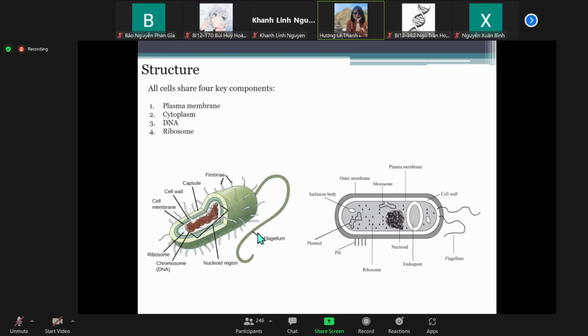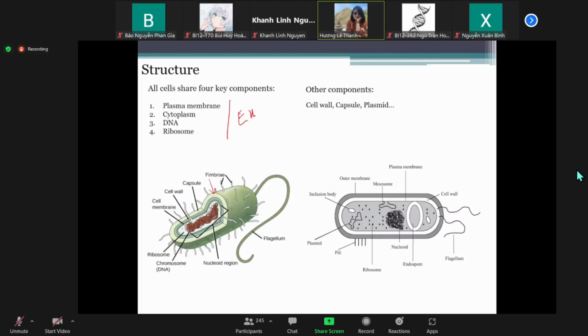They have four main components of eukaryotic cells, remember: plasma membranes, cytoplasm, genetic material, the DNA, and also the ribosomes. They share these four key components with the eukaryote cell. But besides, they have specific components that are only found in the prokaryotes: the cell wall, the capsule, the plasmid. So here, the cell walls.